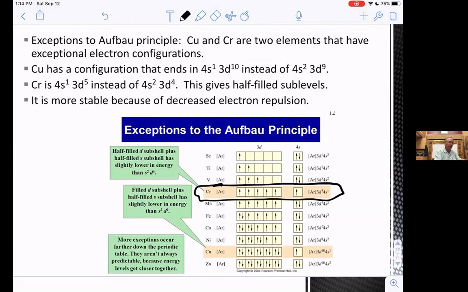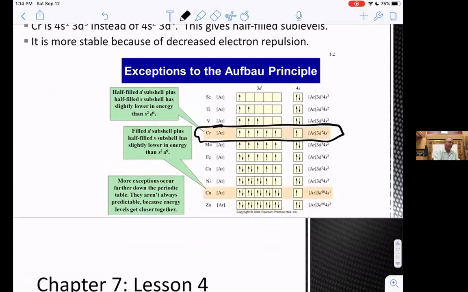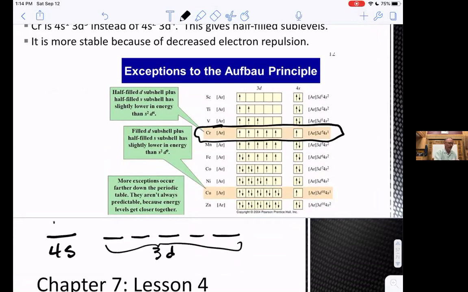So let's go ahead and look, say, at chromium. Looking at an orbital diagram that I'm going to draw off to the side here, let's say this is the 4s orbital, and then I have 5d orbitals down here. So this would be my 3d, and there are 5 orbitals there. I would have 2 electrons in the 4s, and then if I assigned them normally, without exception, I would do this for chromium. I would assign those 6 electrons that come after the noble gas this way.